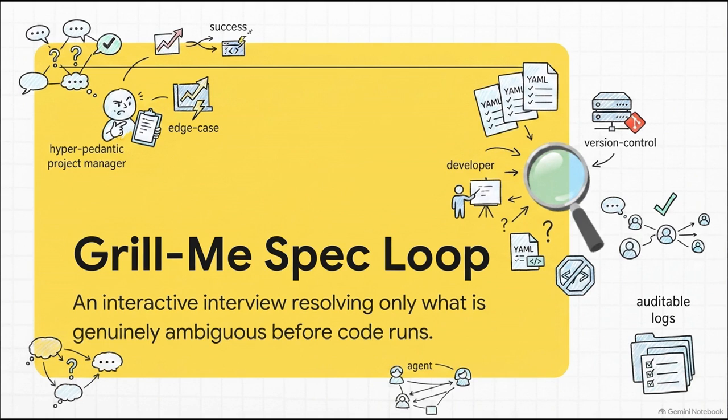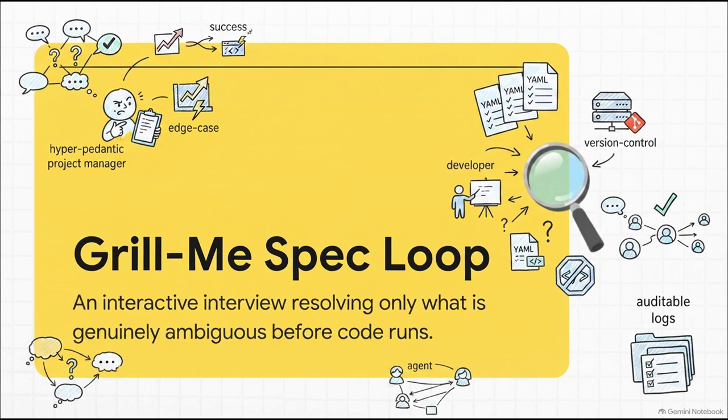Instead of finding out your prompt was vague 3 weeks later when it crashes in production, this system literally interviews you on the spot. It resolves only what is genuinely ambiguous, forces you to nail down those success metrics and edge cases right up front, and then saves the whole thing to an auditable, version-controlled YAML spec.